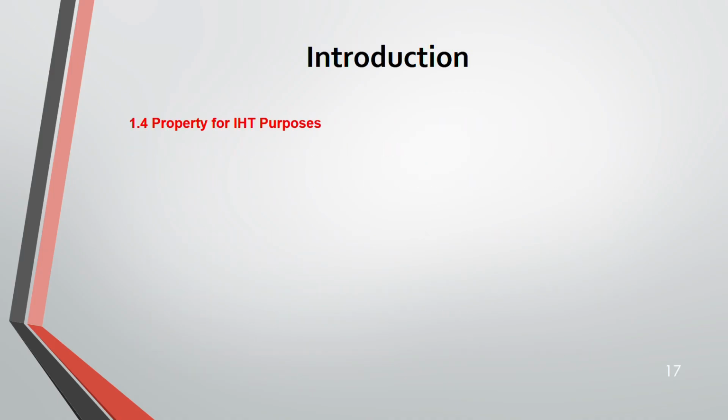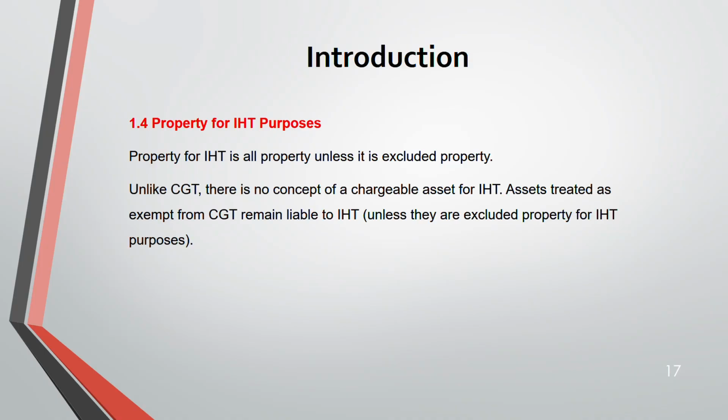Now, what is property for IHT purposes? Property for IHT is all property unless it is excluded property. So unlike CGT, there is no concept of chargeable asset for IHT. That means all assets are chargeable to IHT. There is nothing like exempt assets for IHT. How we have for income tax, capital gains tax or corporation tax, we have some exemptions. But here for IHT, all assets are chargeable to IHT.